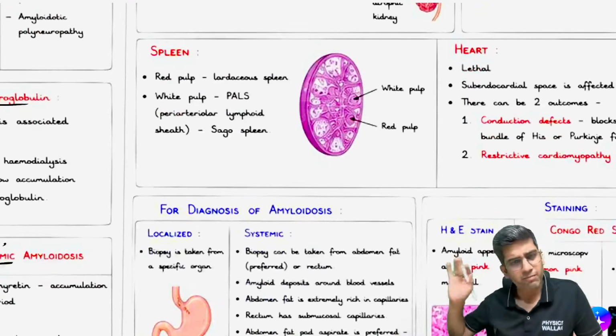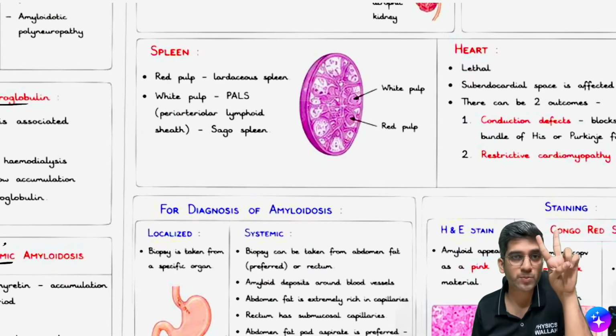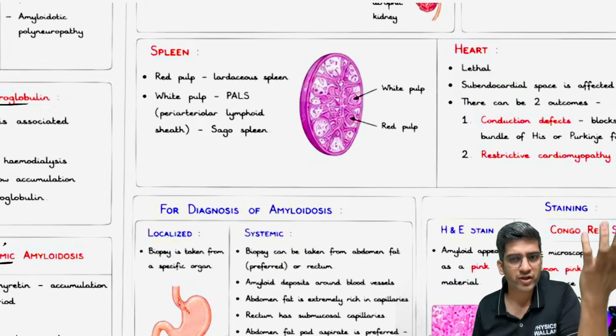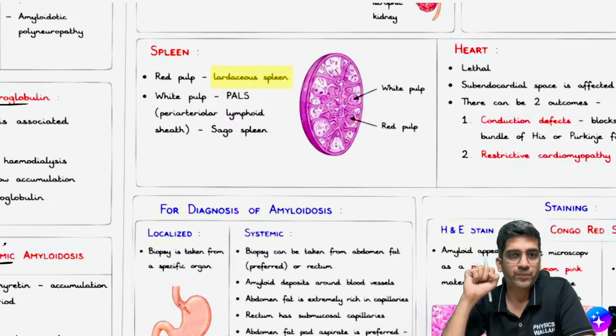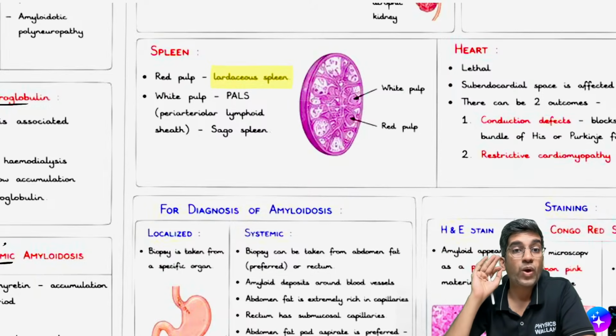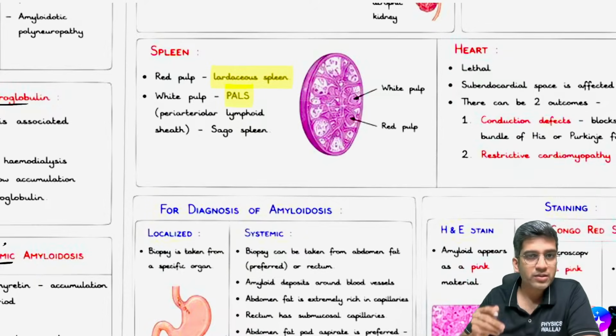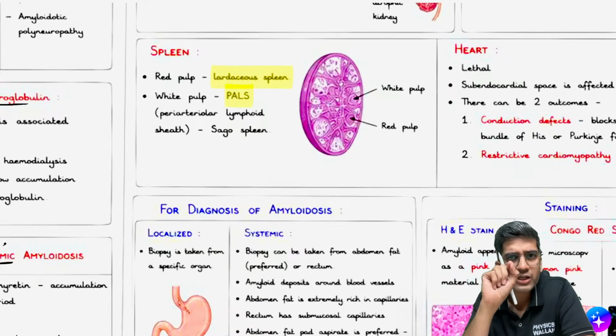Spleen, again, perivascular. But there are two things in spleen. Red pulp, that's the sinusoid. We call it a lardaceous spleen because it deposits like a lake. Lardaceous means lake. White pulp, it's around PALS. PALS is called periarteriolar lymphoid sheath. That's the other name for white pulp, right?